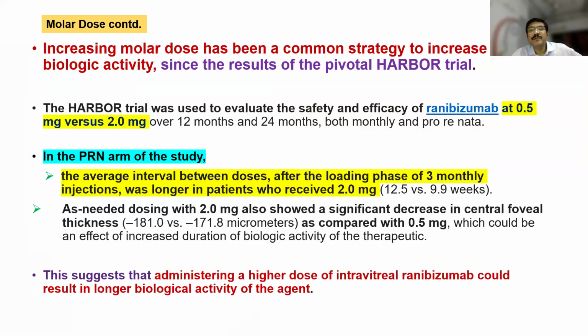In the HARBOR trial, ranibizumab at 0.5 milligram versus 2 milligram showed that in the PRN arm of the study, the average interval between doses after the loading phase of 3 monthly injections was longer in patients who received 2 milligram. This suggests that administering a higher dose of intravitreal ranibizumab could result in longer biological activity of the agent.